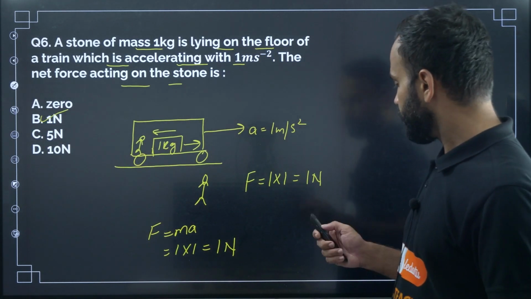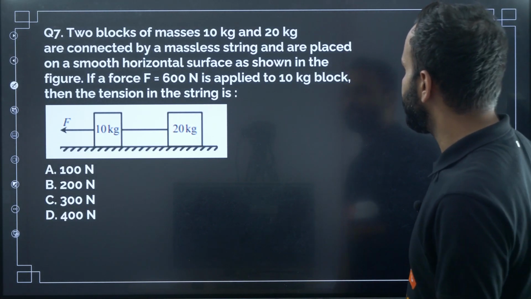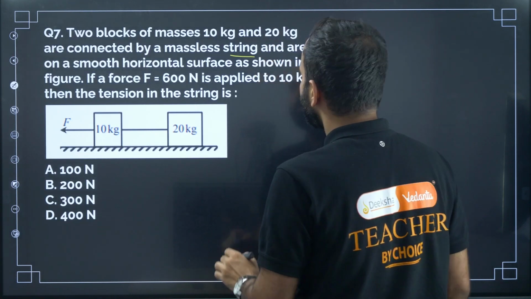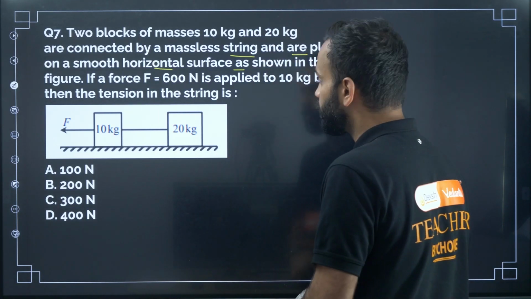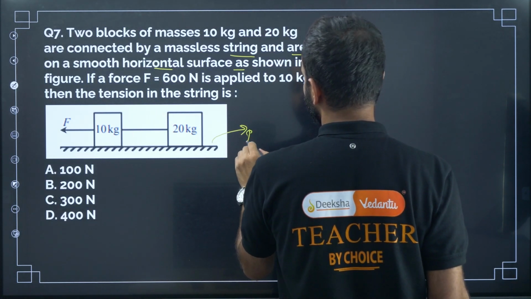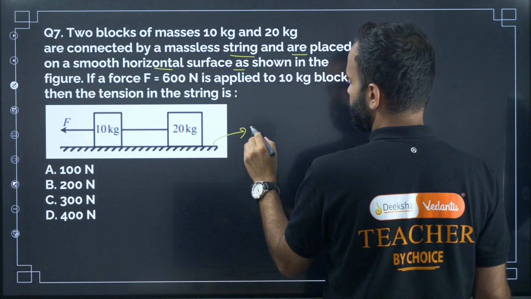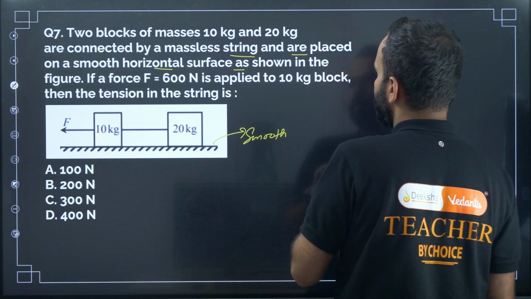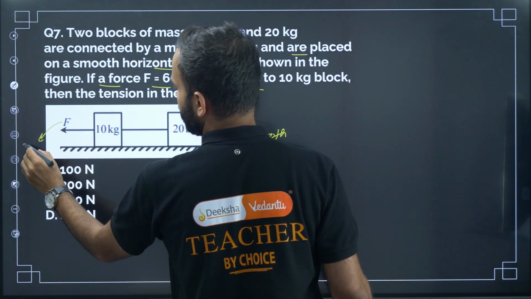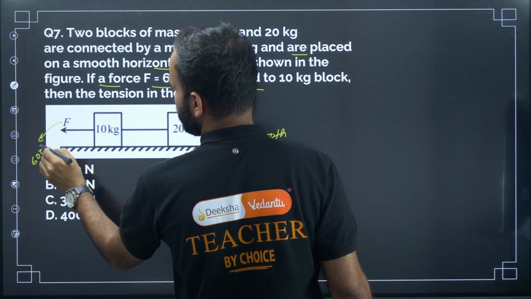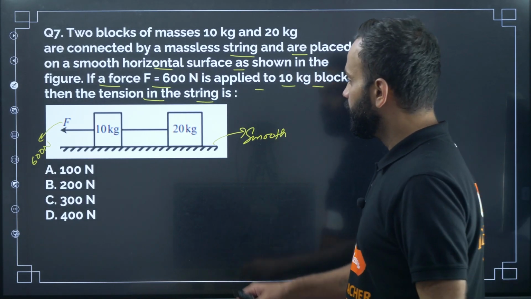Next question, question number 7. Two blocks of masses 10 kg and 20 kg are connected by a massless string, and are placed on a smooth horizontal surface as shown in the figure. If a force F equal to 600 Newton is applied to the 10 kg block, then the tension in the string is, we need to find the tension in the string.